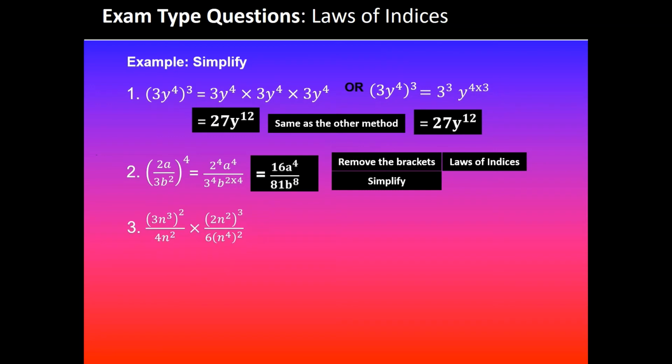It says 3n cubed whole thing squared divided by 4n squared. So this fraction is now multiplied by 2n squared whole thing cubed divided by 6 into n to the power of 4 squared. So what you need to do first is remove the brackets, and when you're removing the brackets, we'll be using laws of indices like we did in the previous example.